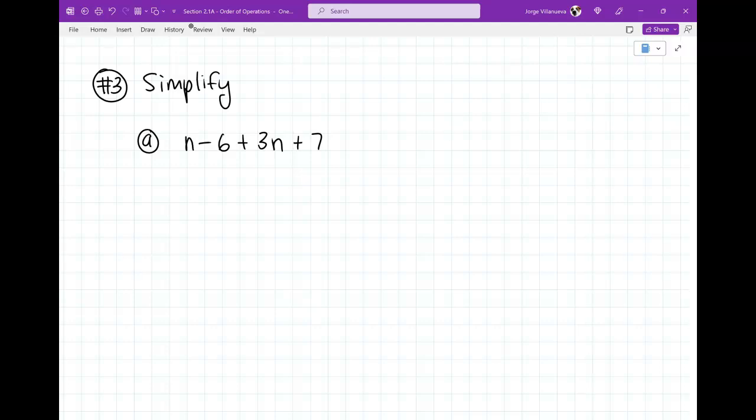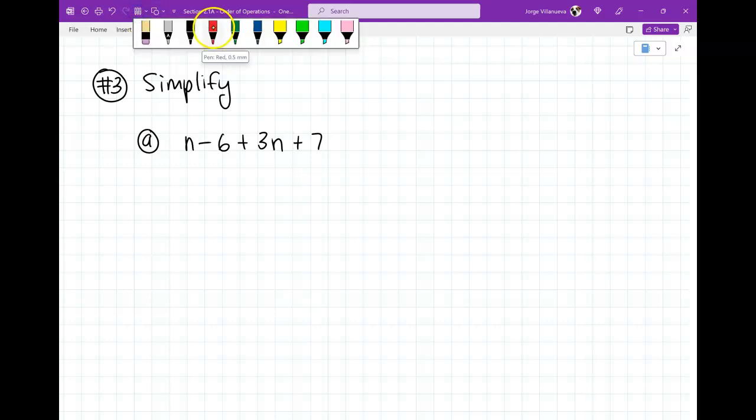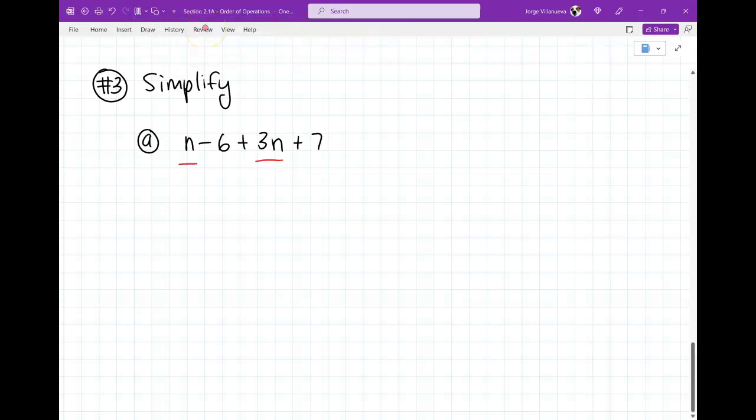So you guys remember from before, what can I join together? What are like terms? N and 3n, right? My n and 3n are like terms. So I'm going to write those together. So n plus 3n, that's 4n. And then the numbers obviously can go together. Negative 6 plus 7, what's that? 1, right? Positive 1. And that's it.